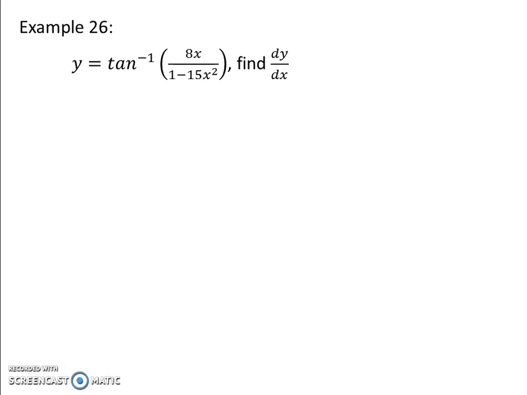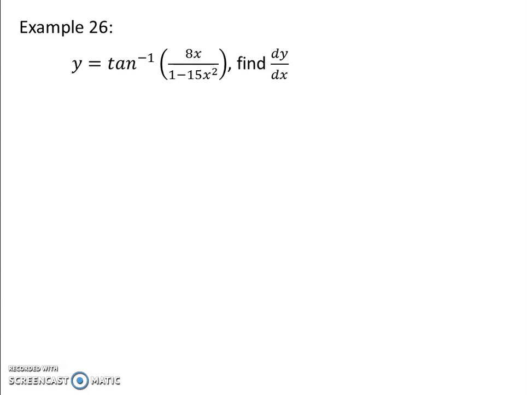Earlier, we have seen different types of inverse trigonometric functions, and we have seen one type where if the inverse trigonometric function is there and inside there is some standard term, then we substitute it. But if you observe this 8x upon 1 minus 15x square, this is not a standard table term from the table. Hence, we cannot use the substitution over here.